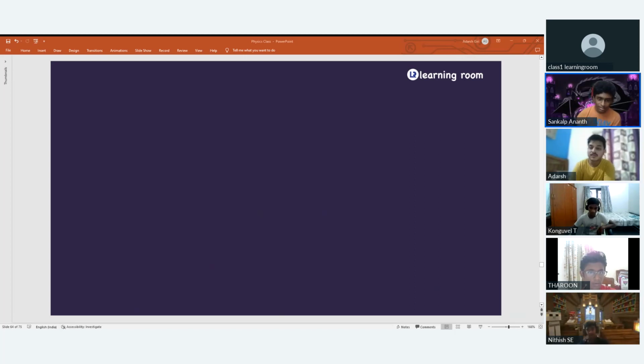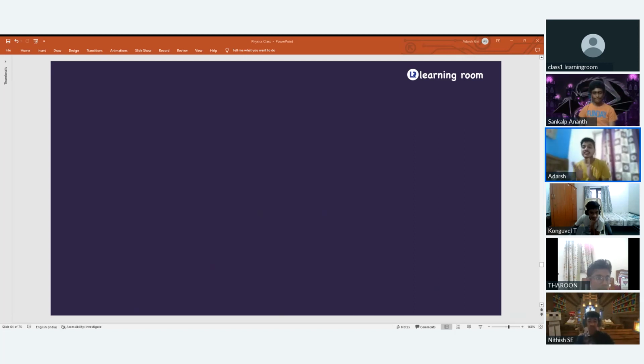For 4-3-1, I just wrote vernier caliper as a tool to measure. Vernier caliper is not there. Read it carefully. It's vernier scale. In the vernier caliper, we have two scales: the main scale and the vernier scale.